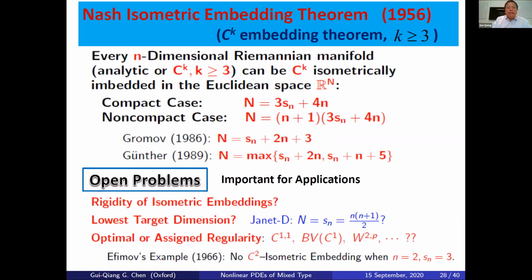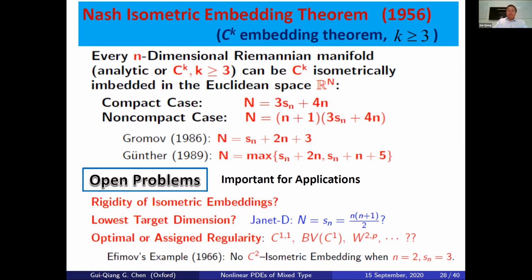Okay, so one result I want to mention is Nash's result. Nash shows that given an n-dimensional Riemannian manifold, it can be embedded into Euclidean space of a very high dimension. Okay, the target dimension is very high. Mathematically, we really want to expect the solution in the optimal dimension, called the Janet dimension, which is n(n+1)/2. So Nash shows that if the target dimension is high enough, you have flexibility, so you can prove such an isometric embedding if C^k exists.